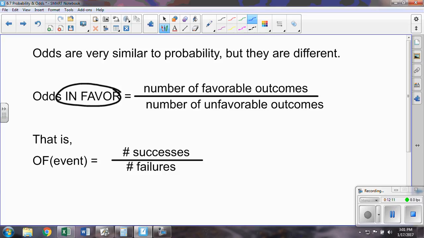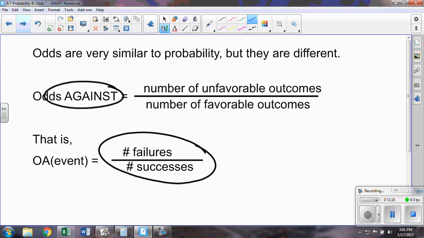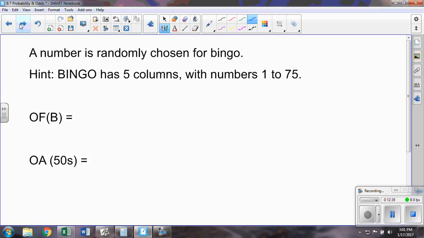Instead of odds in favor, we can look at the odds against something. So the odds that it won't happen. When we're looking at the odds against, it's just flipped. Failures compared to successes instead of successes being compared to failures. As long as you know these two pieces of vocabulary, we can get our answers pretty quickly.